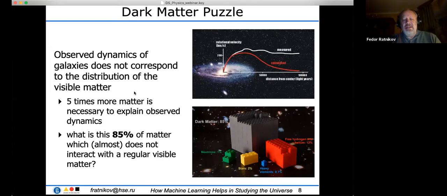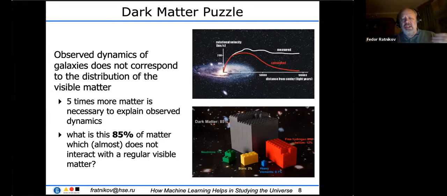The biggest puzzle is that we essentially need 5 times more matter in the universe to explain the observed dynamics of objects. This means that about 85% of our universe is made of something that does not interact with our regular visible matter. And the question mark is, what is that 85%? We know almost nothing about the physics, about the nature of 85% of our universe. It's like you live in your apartment, and at some point you figure out that your heating bill is 5 times more than you expect for this footage, right?